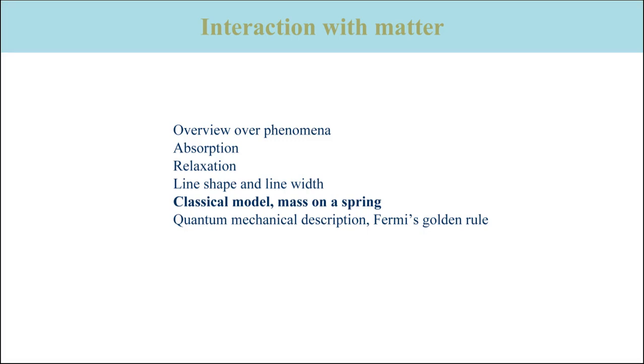We will now discuss the interaction between electromagnetic radiation and matter in terms of classical physics, which provides valuable insight even though the classical description cannot explain all aspects. Our classical model is a mass on a spring that is subjected to an oscillating driving force and to damping, which is another word for friction.